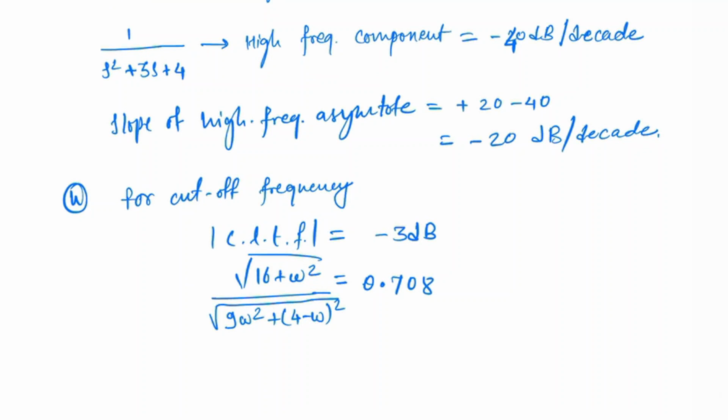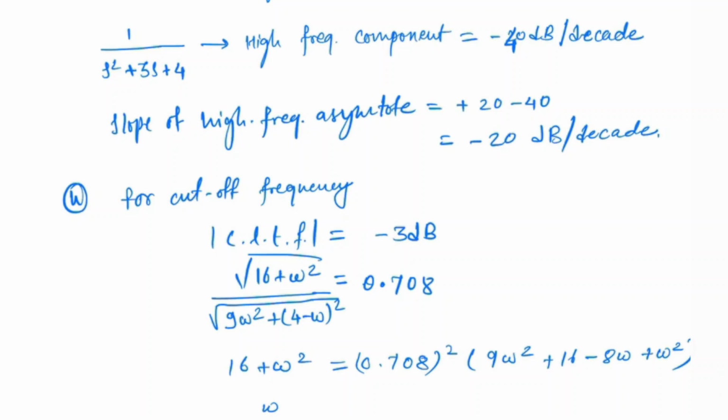So if we solve this equation, we'll get 16 plus omega square equals to 0.708 whole square in bracket 9 omega square plus 16 minus 8 omega plus omega square. So if we solve for omega, this will turn out to be 2.13 radian per second.